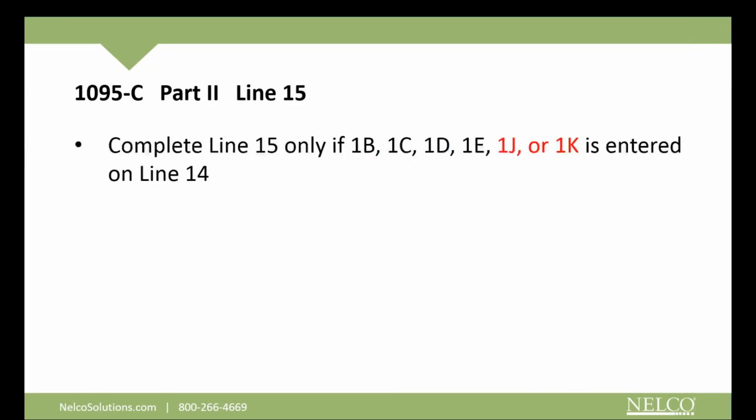You want to complete line 15 only if 1B, C, D, E, J, or K is entered on line 14. If you enter code 1A, they know that you're below the federal poverty line, so they don't really care how much it was. They just know it's below, so they're going to call that good. 1H is another code that says you didn't offer coverage, so obviously there wouldn't be anything in that line. So if you have code 1A or 1H or 1G or 1F, you do not need to complete line 15.